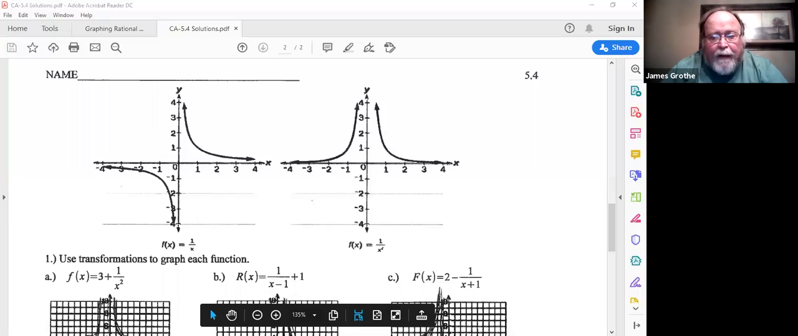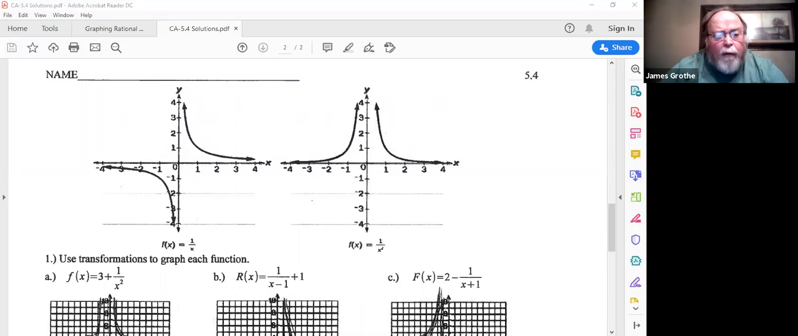The first problem we're going to look at are some rational functions we've already seen. These go back to when we were doing transformations of functions. There were two functions. One was called the reciprocal function, which you see on the left here.